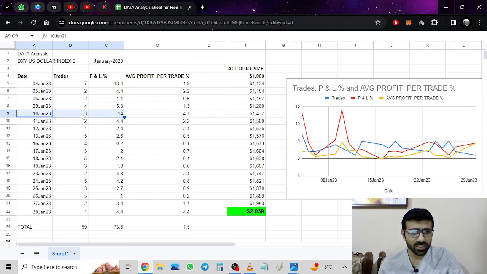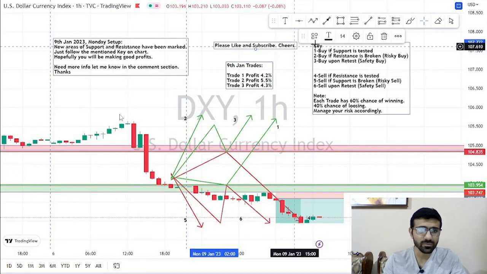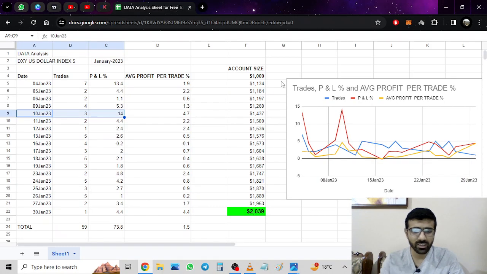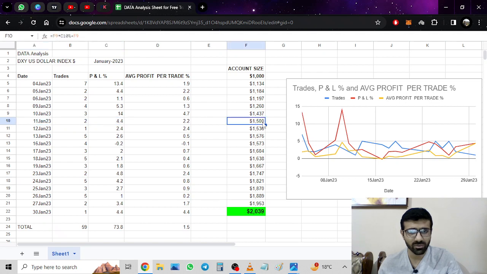we took 3 trades and we made a 14% profit. Okay, so let me show you over here. So we made a 4%, 4.2%, 5.5% and 4.3% profit, and overall 14% profit. Okay, then next we went to the 11th of January. We took 2 trades, made a 4.4% profit, and our account size grew to approximately $1,500 by 11th of January.